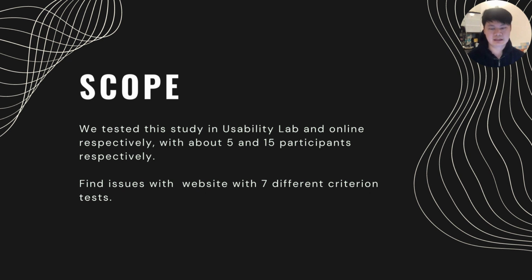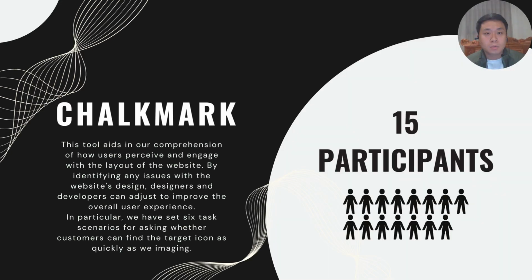We referred to 6 usability goals and SMART to develop 7 different criteria to allow participants to test and find out the issues of the website. Here's the track mark from the Optimal Workshop. This tool aids in our comprehension of how users perceive and engage with the layout of websites.